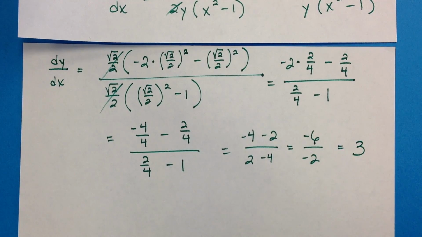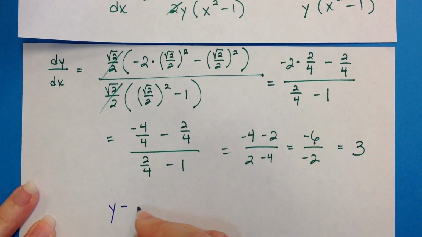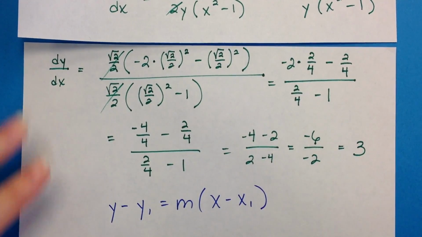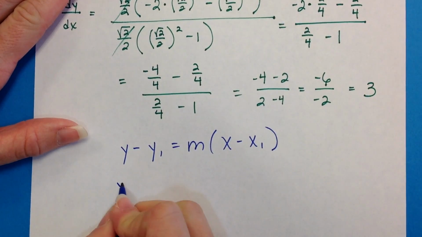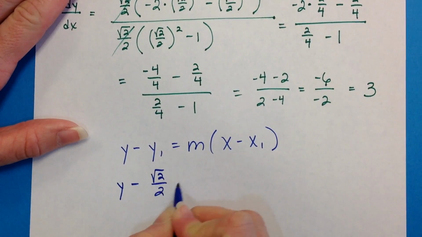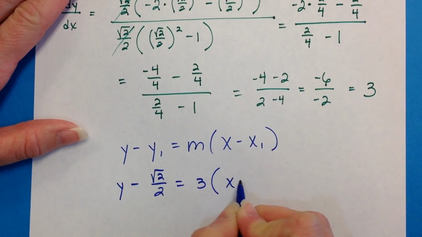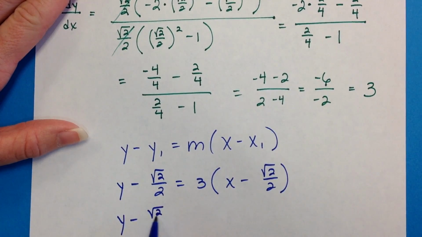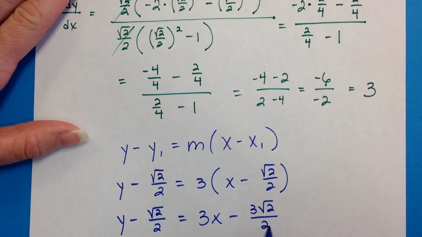So now I'm asked to get the actual equation. So remember, that's going to be your point slope. Okay, so your point slope formula. So your y was √2/2. Found your slope to be 3. And your x value is √2/2. Okay, so we need to distribute the 3. And then we need to add the √2/2.